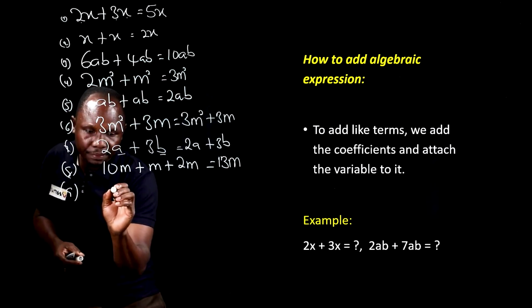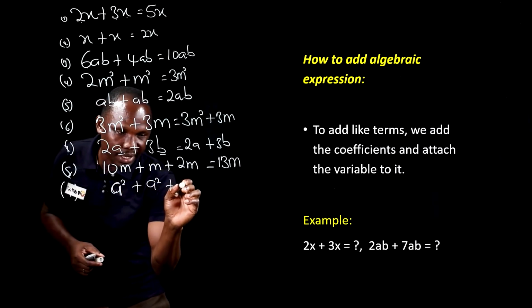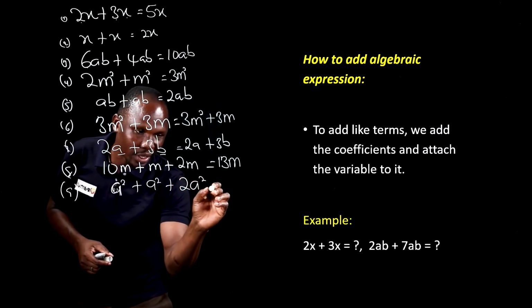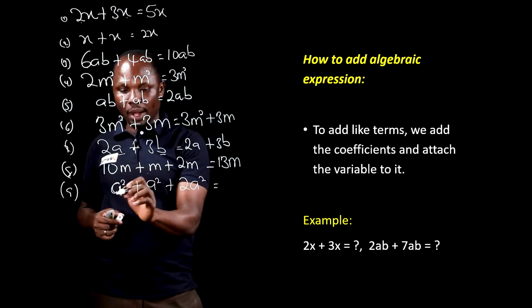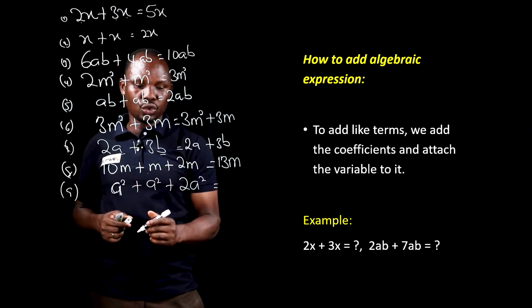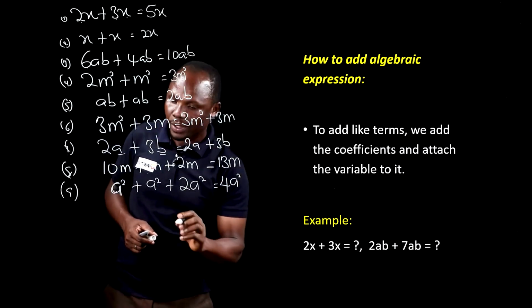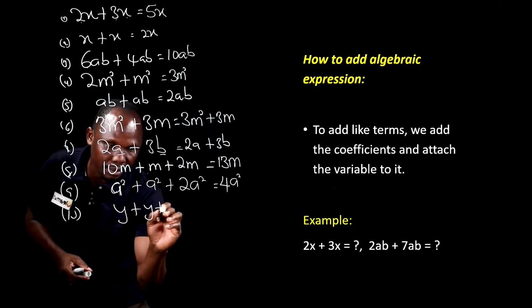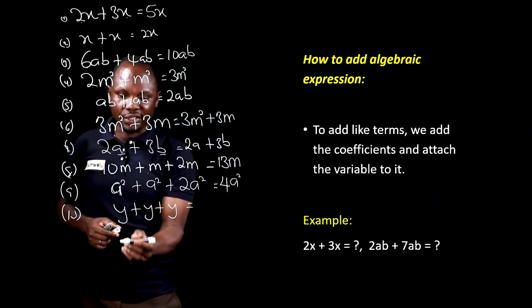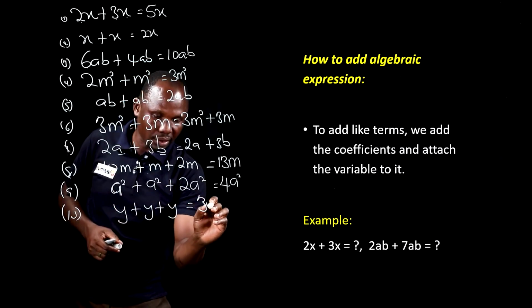If we have a squared plus a squared plus 2a squared, the coefficient here is 1. The coefficient here is 1. So 1 plus 1 gives us 2, plus 2 gives us 4. So we have 4a squared. If we have y plus y plus y, the coefficient here is 1, here is 1, and here is 1. So 1 plus 1 gives us 2 plus 1, 3. So it gives us 3y.